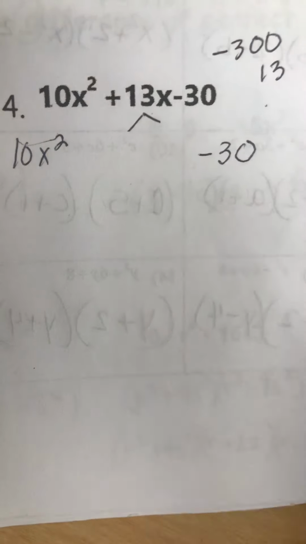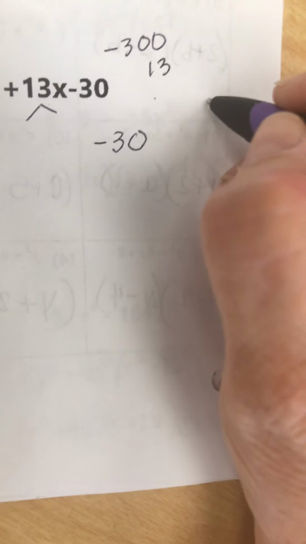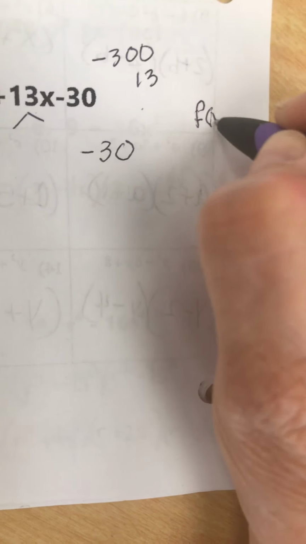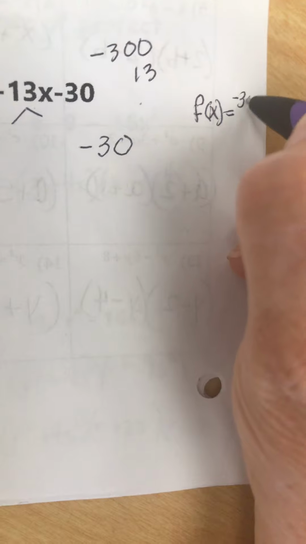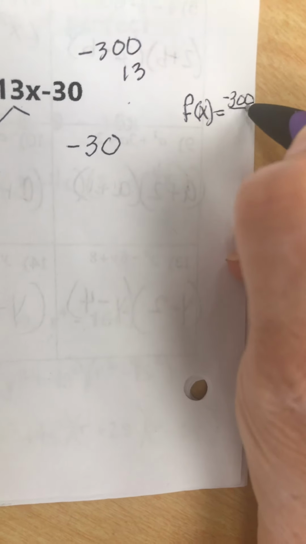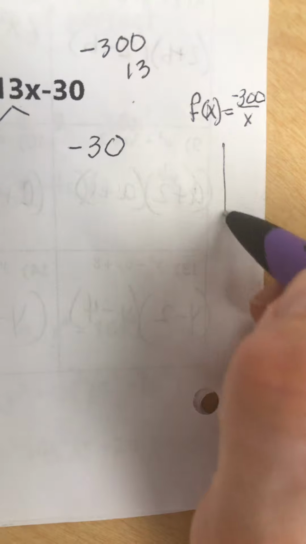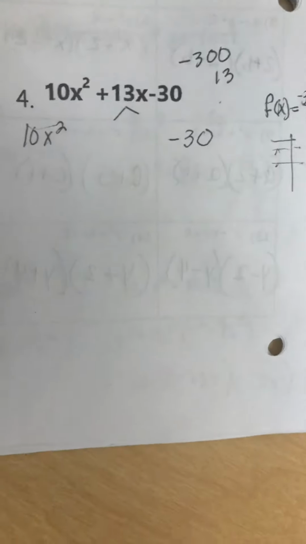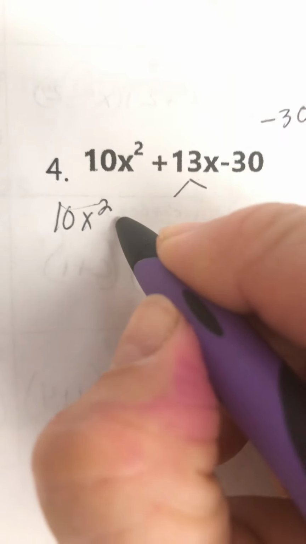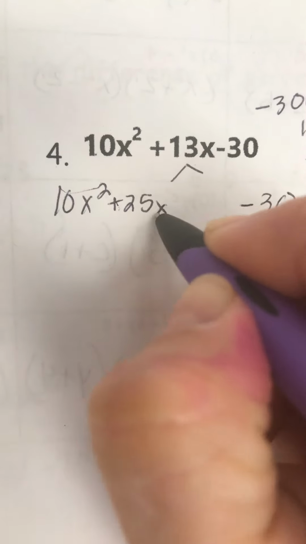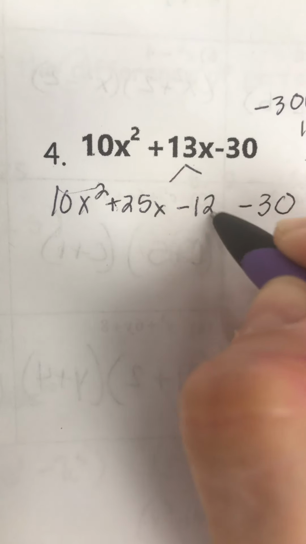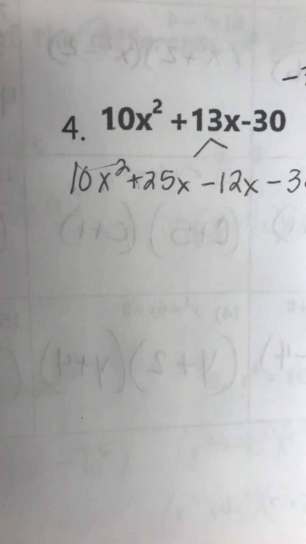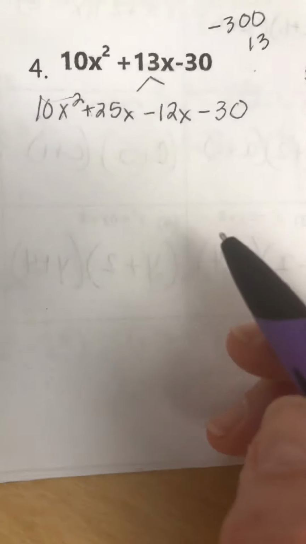Okay, so if you're not sure of your products and sums, you could always do f of x on the calculator, put negative 300, and divide it by x. Then go to your table. Your table will list every single factor across, and you just need to add them. Okay? It is a positive 25x and a negative 12x. Yep, that's it. Okay? So now, find the GCF to these two.